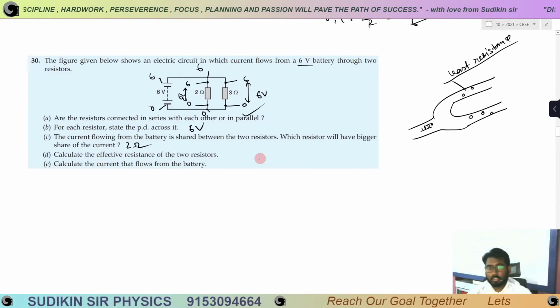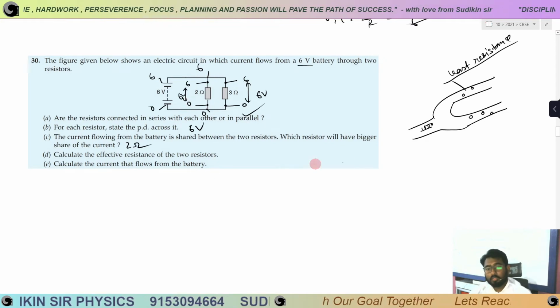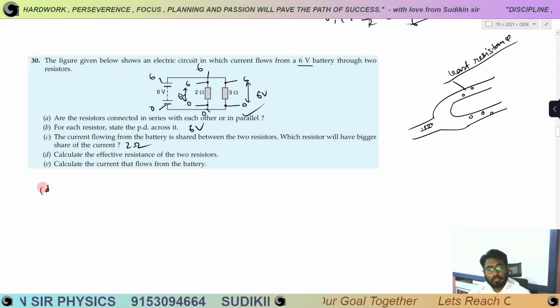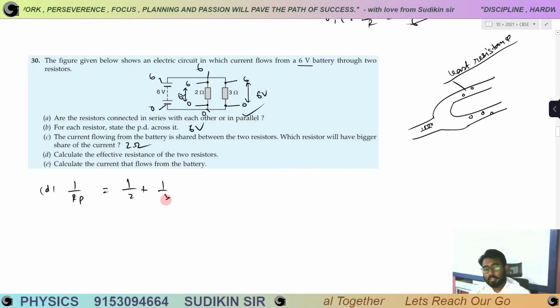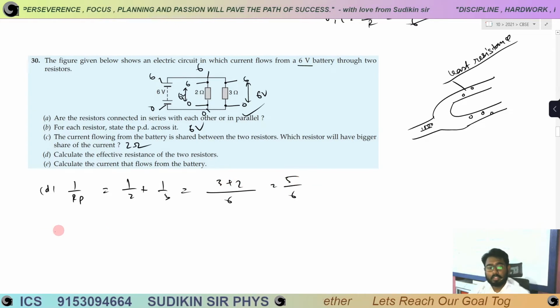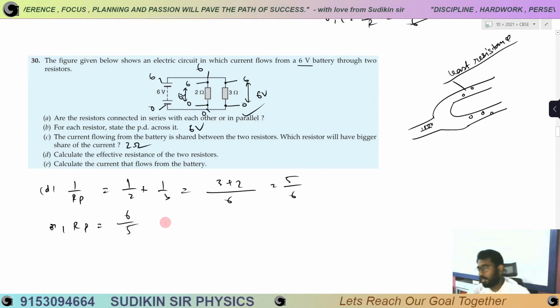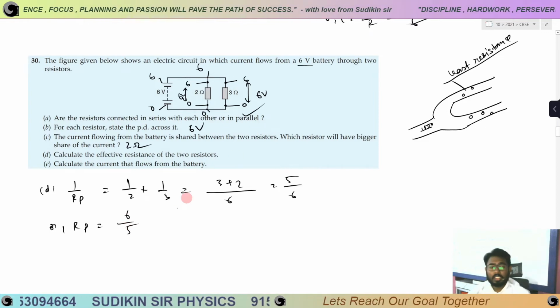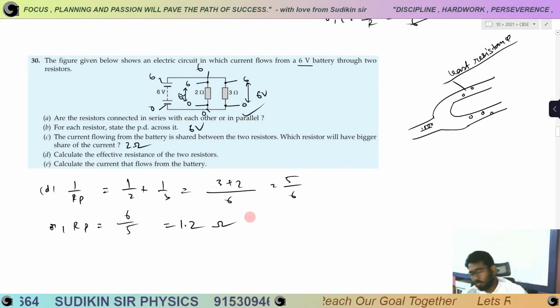Calculate the effective resistance of the two resistors. Let me find out the resistance. So how will I do that? Are they in series or parallel? So that will be parallel: 1 by R parallel will be 1 by 2 plus 1 by 3. That will be 3 plus 2 over 6, or 5 by 6, or R parallel will be 6 by 5. Are we clear here? Okay, 6 by 5 will be 1.2. So that will be 1.2 ohm.